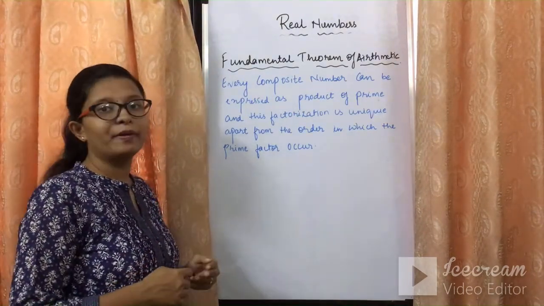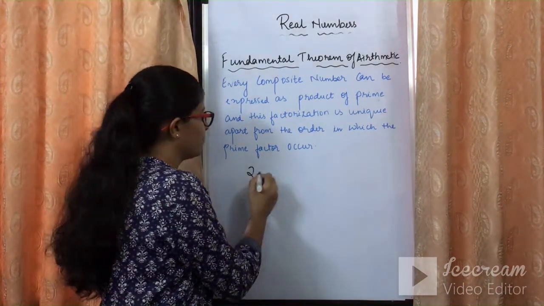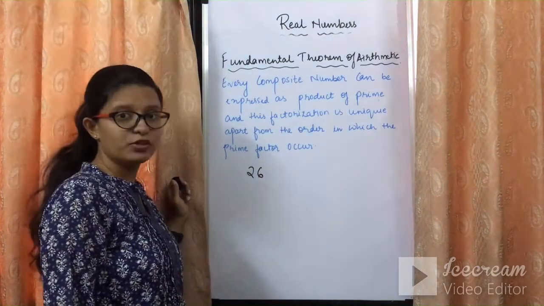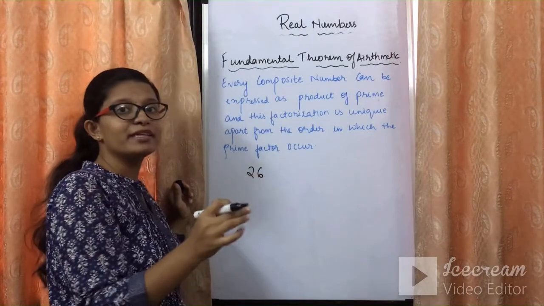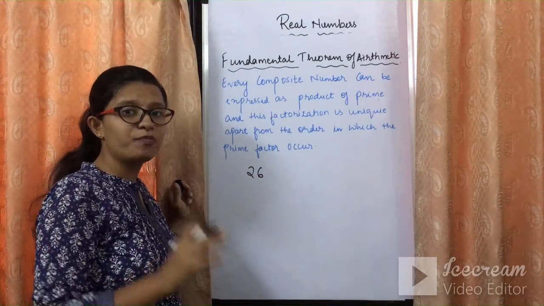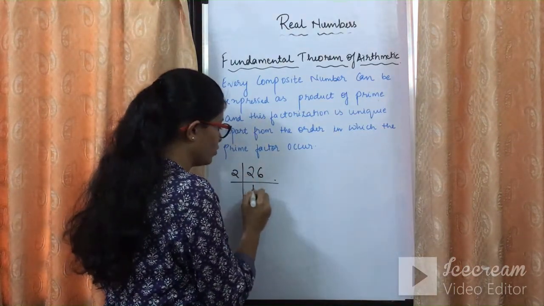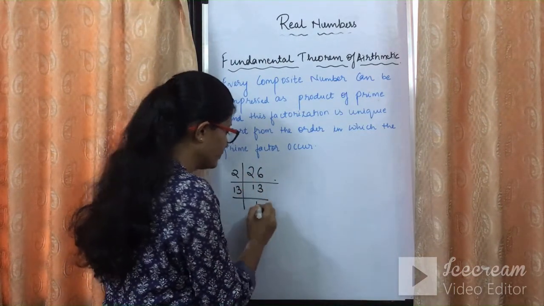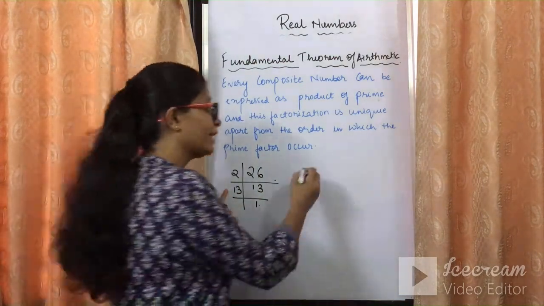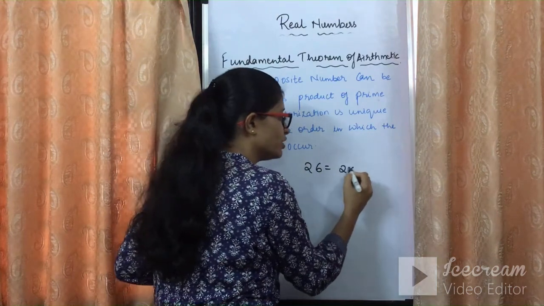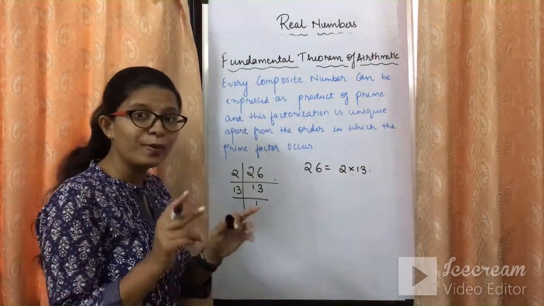Maybe after reading this you did not understand it, but I would like to explain with an example. Suppose I have taken a number 26, which is a composite number. So every composite number can be expressed in the form of the product of prime numbers. If I factorize this, it will be 2, 13, and 1. Can we say that 2 is a prime number and 13 is also a prime number? I can write 26 as 2 into 13. This is the product of two prime numbers.